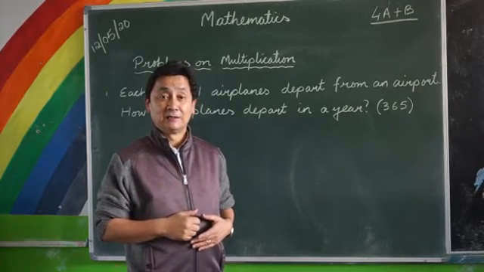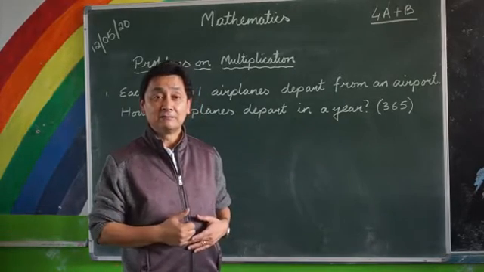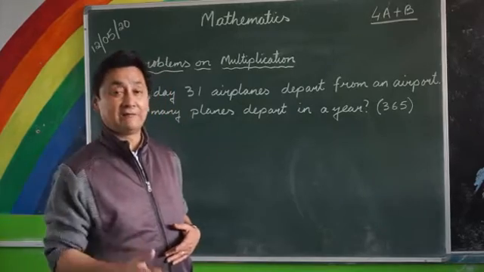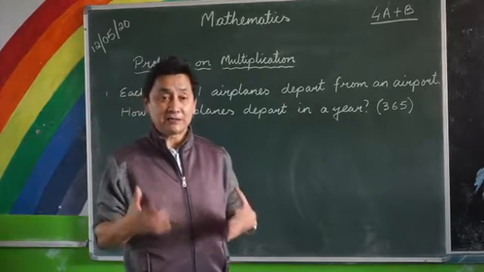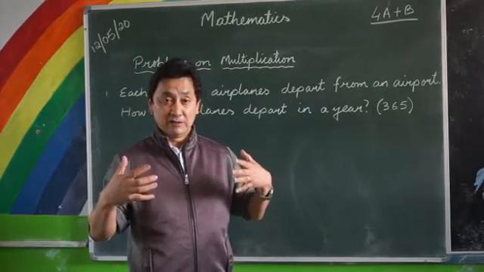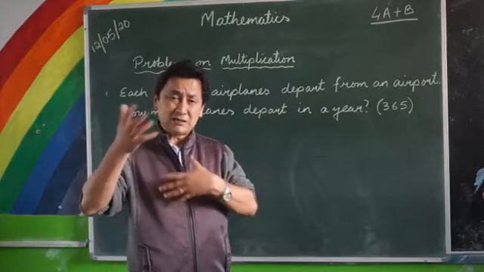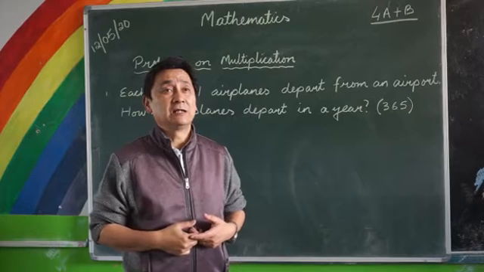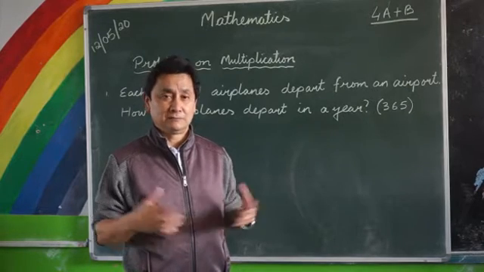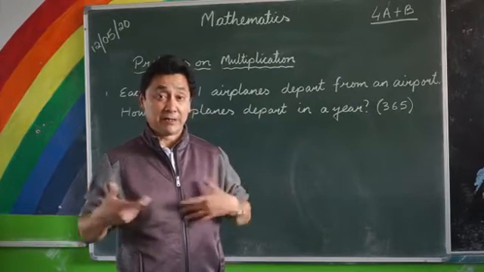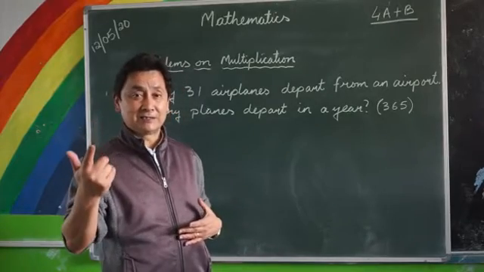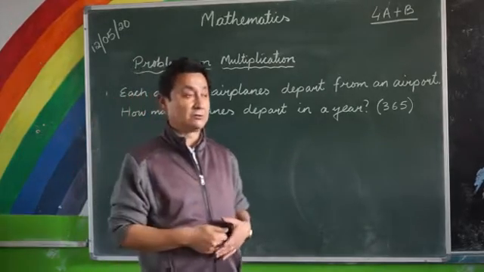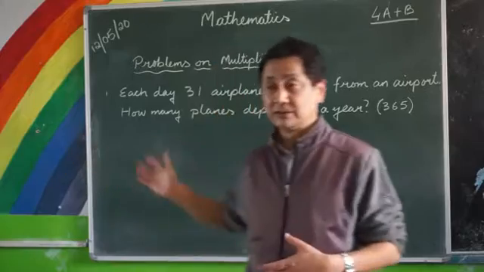Next. 5 nines are? 45. Very good. So these are the things that we should know. When we learn tables, we should be quick, not just start from the beginning again. If I say 9 sevens are, 9 ones are, 9 twos are, 18. It's very slow, no? You must be quick. So 9 sevens are 63. Okay, let's go to another problem now based on this.